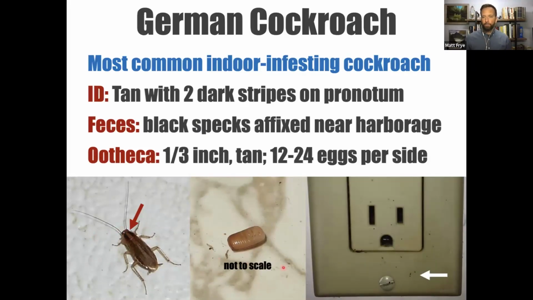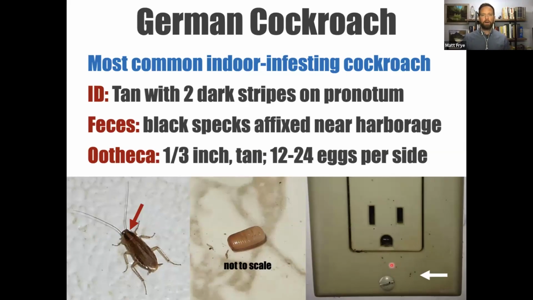Their feces are those black specks. You could see them here along this electrical outlet. They prefer those tight cracks and crevices, and there might be some heat associated with electrical outlets, so they preferentially will have an aggregation there.